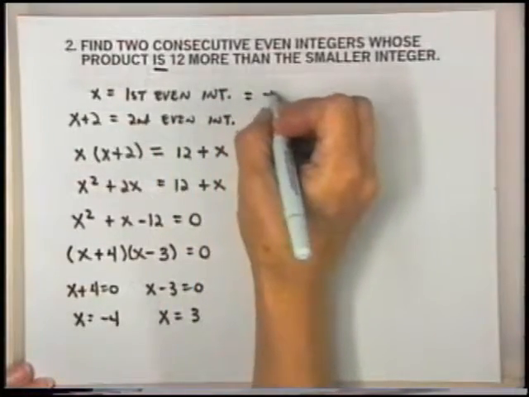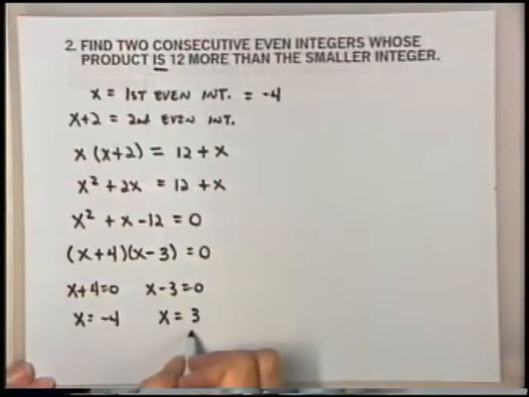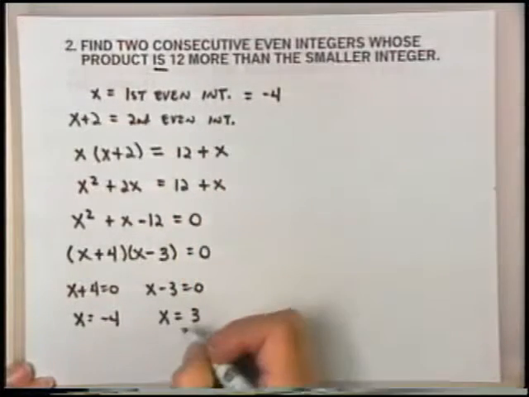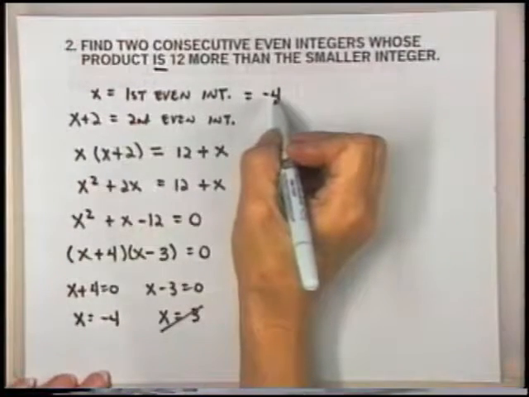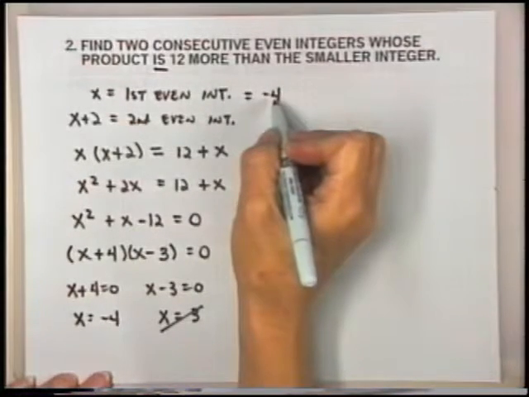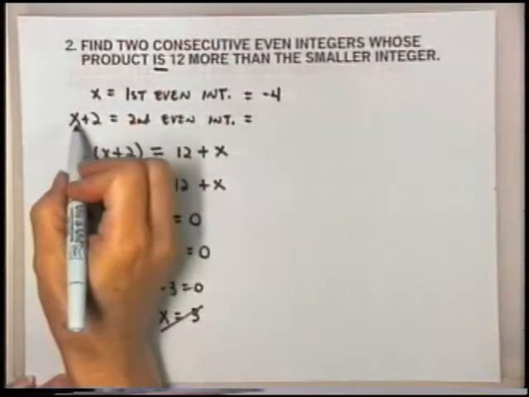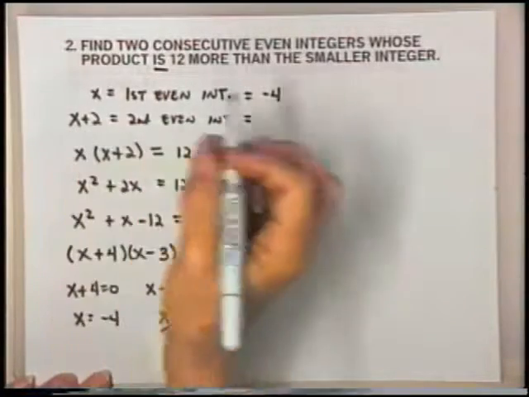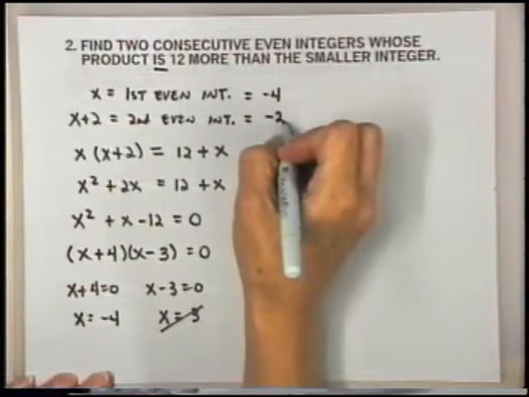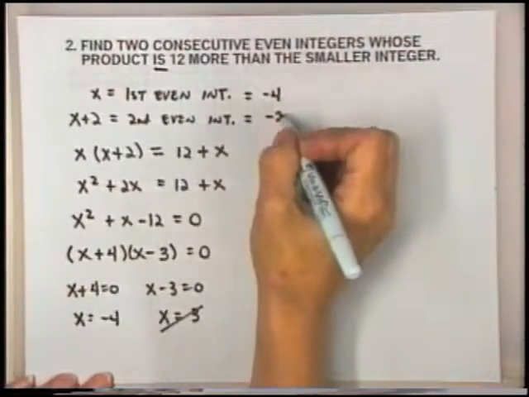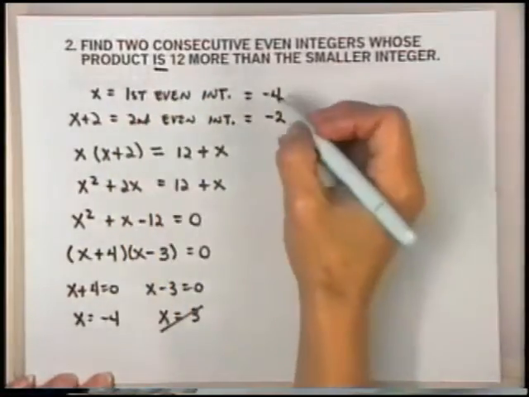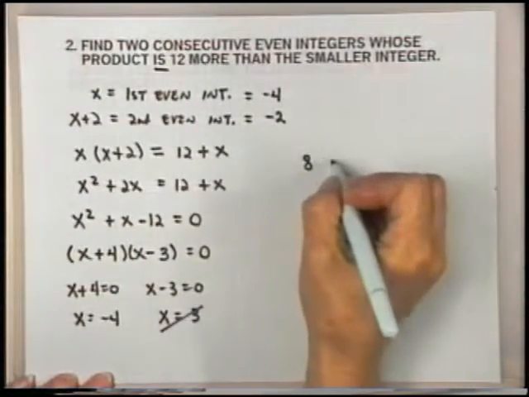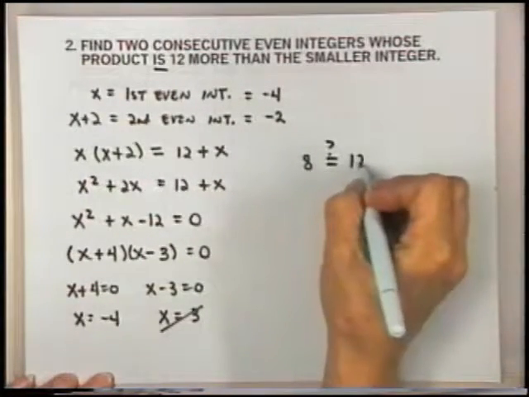Negative 4 is an even integer. But notice 3 is not an even integer, so I'm going to eliminate that possibility from consideration. If this first integer is negative 4, for my second integer, negative 4 plus 2 is negative 2. I have two consecutive even integers here. Their product, multiplying these, I have a positive 8.